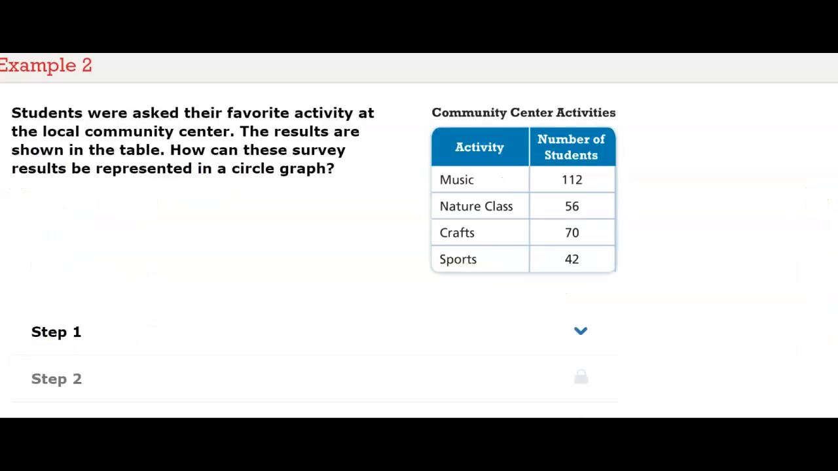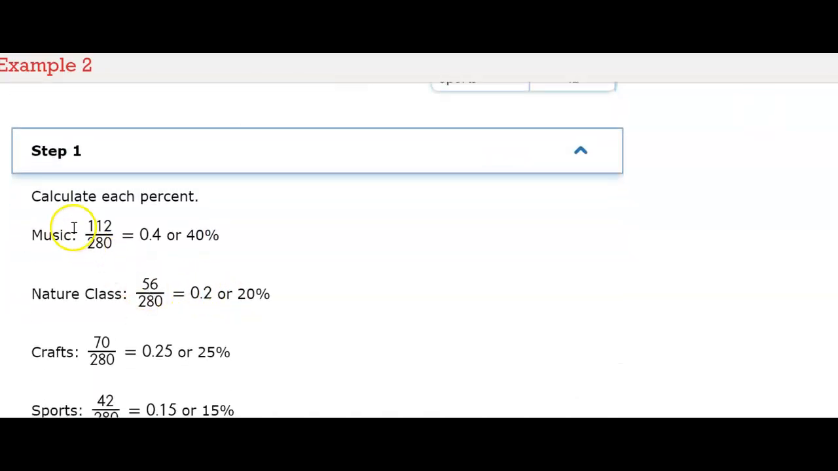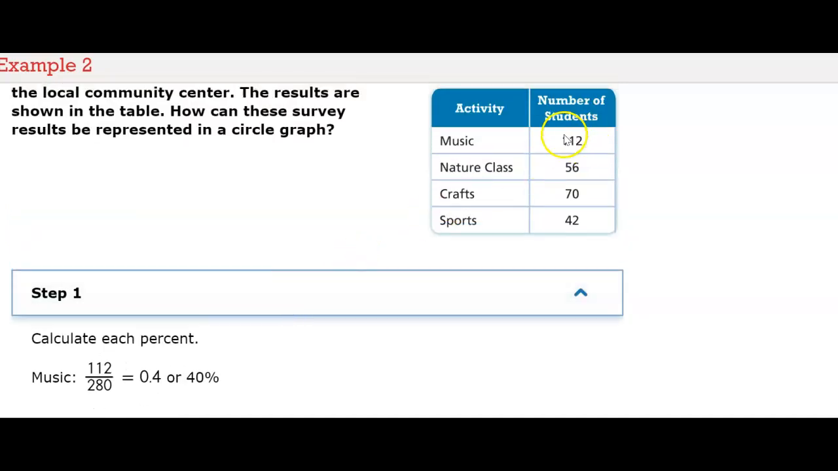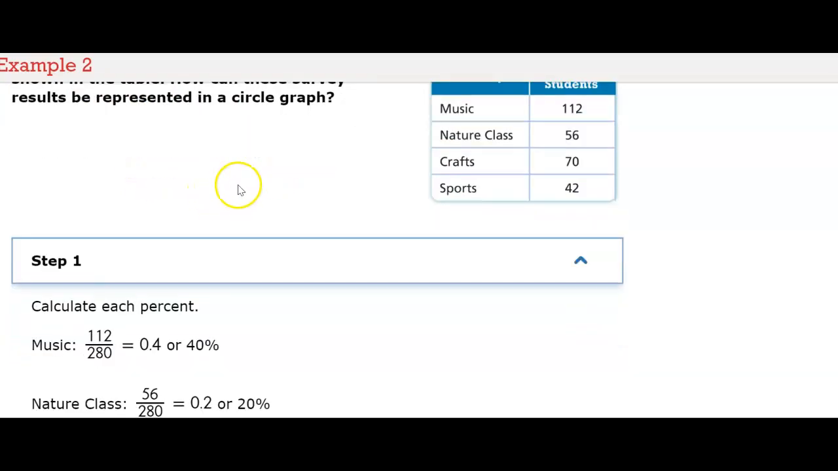Students were asked their favorite activity at the local community center. The results are shown in the table. How can these survey results be represented in a circle graph? You have all of the activities here. Step 1 shows to calculate each percent. So you take the total number of students that chose that activity and put it over the total number of students that chose. They got the 280 by adding up all of the students. So that's how you find out the total number of students.